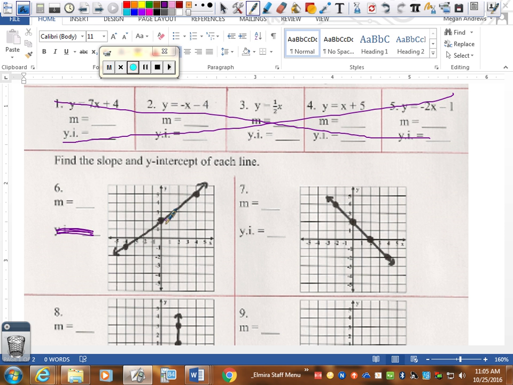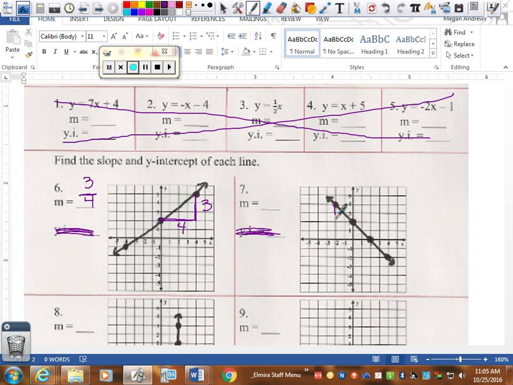So the slope, I'm going to pick 2 dots, connect them. All right, this is uphill, so my slope is positive. Make my fraction bar. My rise is 3. 1, 2, 3. My run is 4. So I've got 3/4.